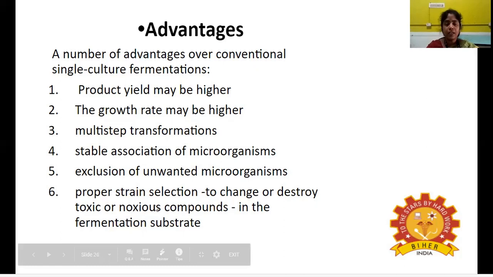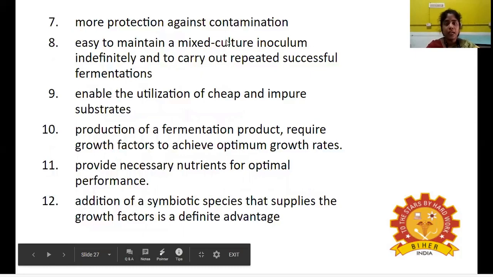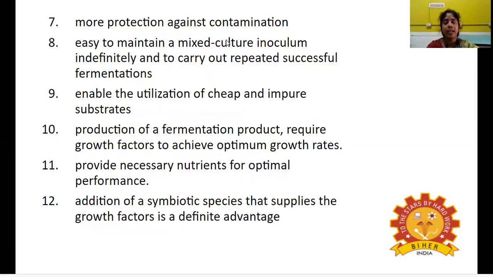The next is strain selection. We need to select the strain in a proper way so that it avoids toxic product formation, so that it will not involve product formation inhibition. The next is that it has to give more protection against contamination. As we all know, contamination has to be avoided even if we are using a single source of microorganism for a substrate conversion into the product. The same way, we have to take more care against contamination for a mixed culture.